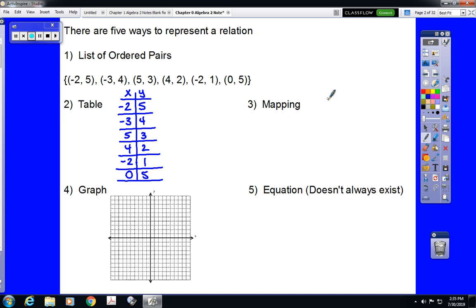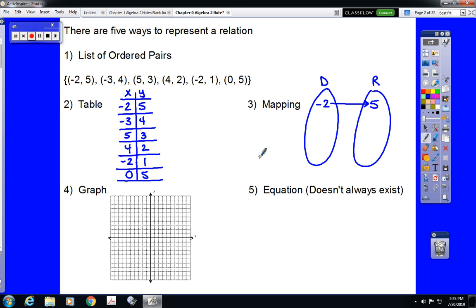Mapping is a little bit more difficult than that, but not a whole lot. Basically what we have is the domain and range represented as bubbles, and we are going to list each point by writing the domain value, -2, and the range value, 5, and then drawing an arrow indicating that -2 is related to 5. That's this first point right here, -2, 5. And we're going to do that for every point.